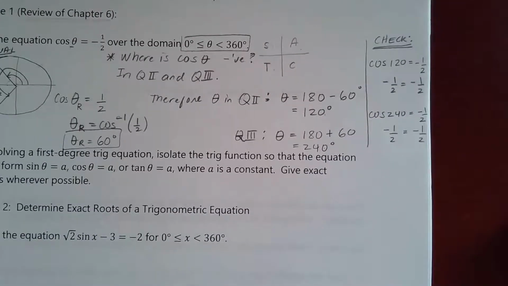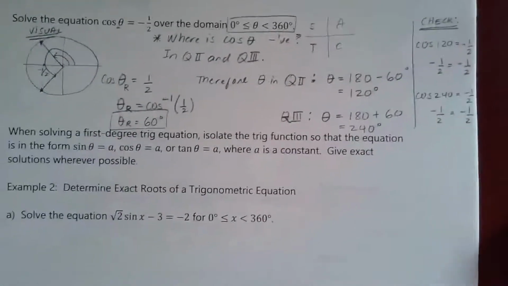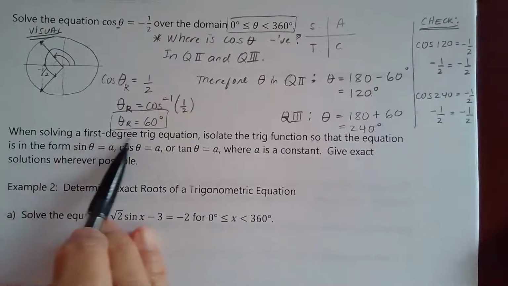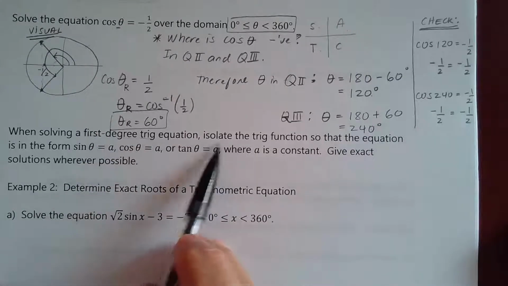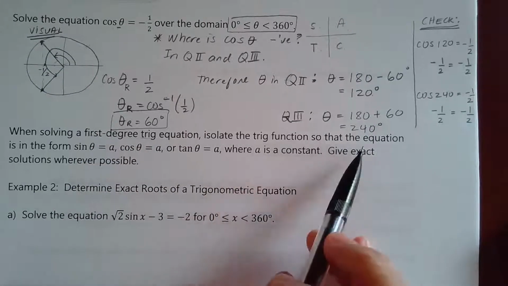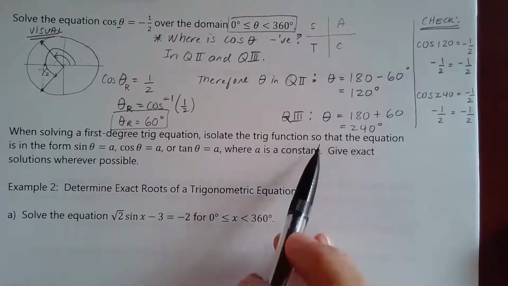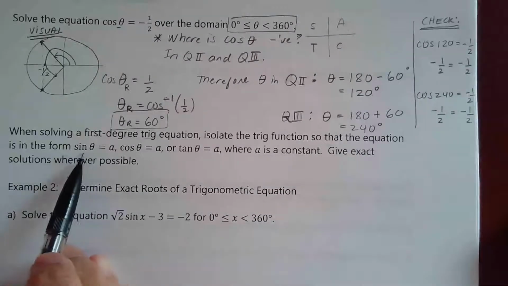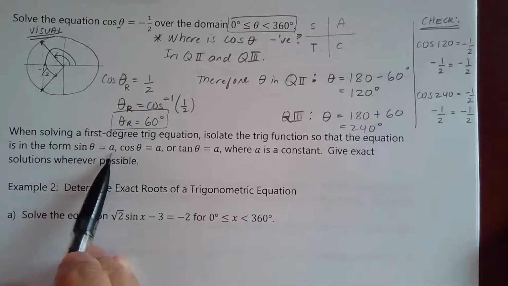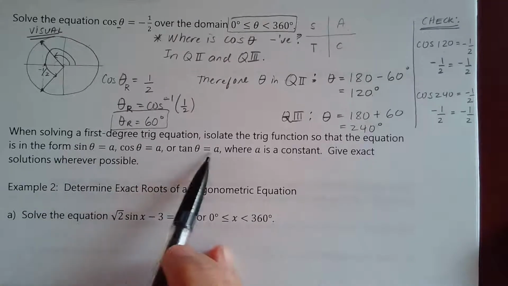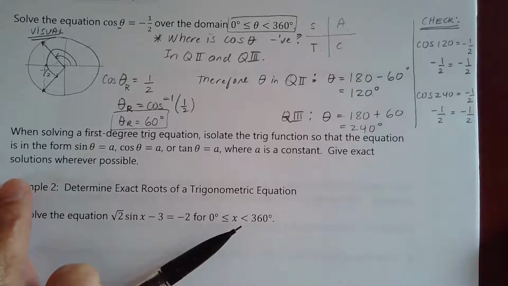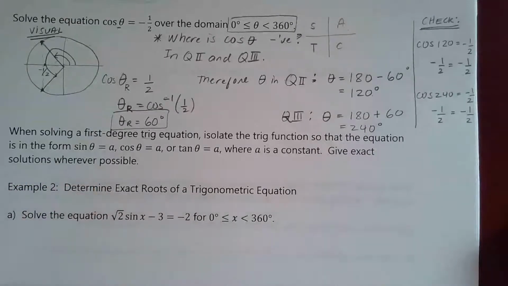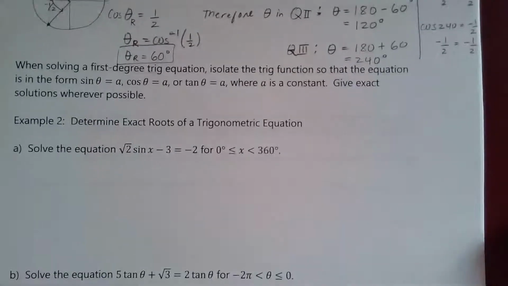So let's see, what else do we have in here? When solving a first degree trig equation, isolate the trig function so that the equation is in the form sine of a equals a number, or cos of a equals a number, or tan of a, where a is a constant, and then give exact solutions wherever it's possible. In this particular case, we're going to do that.